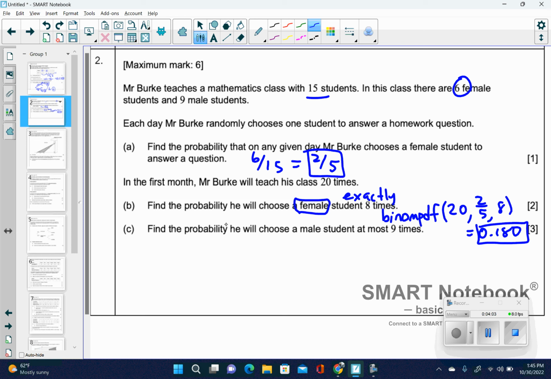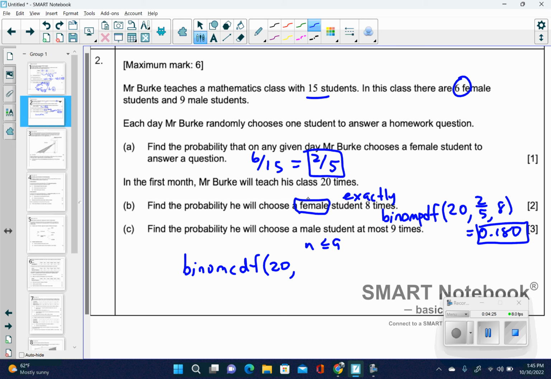Next one, find the probability he will choose a male student at most 8 times. So that means that he wants that to be less than or equal to 9. So what you're going to do is at most is binomCDF, and it's still 20 times that he's teaching the class. He now wants a male student.